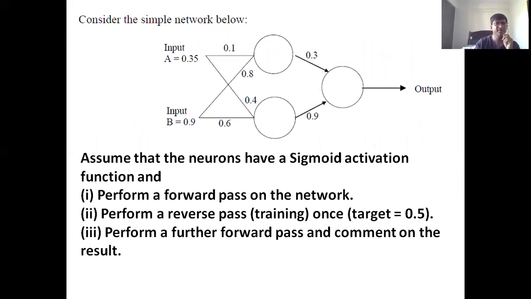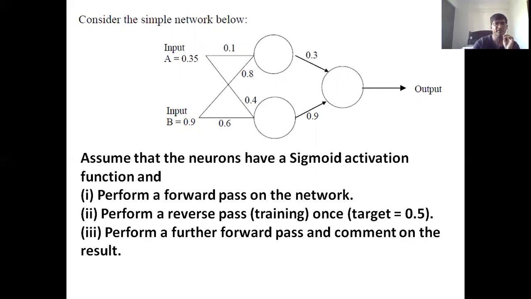So we have the inputs. We would start with the inputs A and B with the values 0.35 and 0.9. And these are given associated weights between the input and hidden, and again between the hidden and the output. So let us assume the target value. This is all just random. This is just to explain to you how things work. So the target value is 0.5, right? And for simplicity, we would not use a learning rate, or we would assume it to be 1, right?